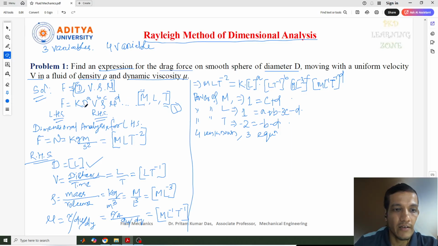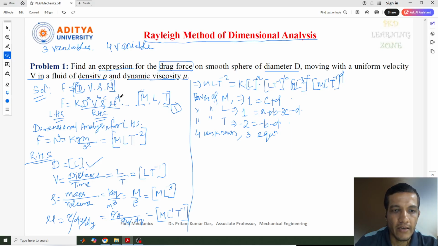So what are the variables given? Diameter, velocity, density and viscosity. Now here, if you see, the fourth variable is viscosity, which is most important, because viscosity plays the vital role in the drag force. The remaining are all important in the drag force, but which has the most vital role? Viscosity. So let's consider the viscosity term.